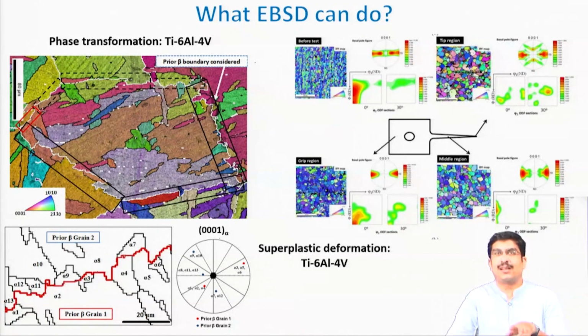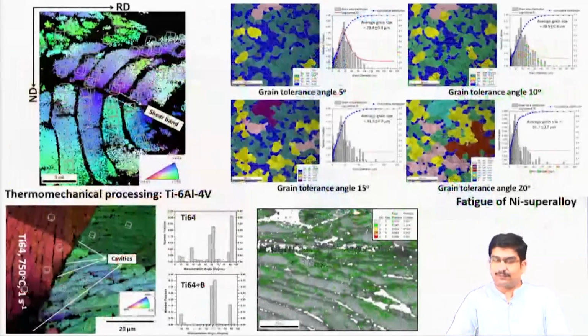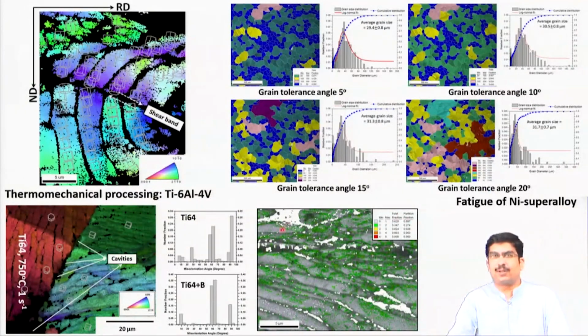You can also study deformation of materials. This is one extreme example, where I have used EBSD for measuring the mechanisms of superplastic deformation, high temperature deformation. Those mechanisms you can get by the EBSD technique. In normal thermomechanical processing, people regularly use EBSD to find out the mechanisms, how the microstructure develops, how the texture develops, and you can use it for any other metallurgical or materials related problem.